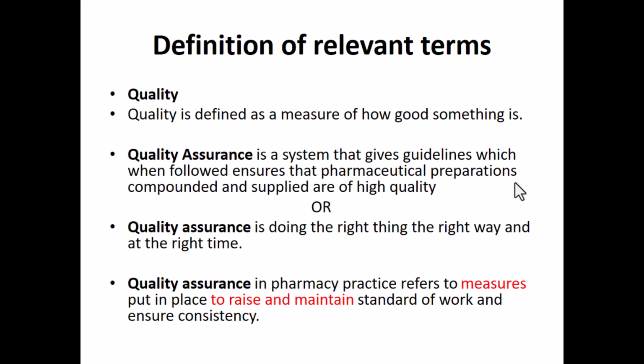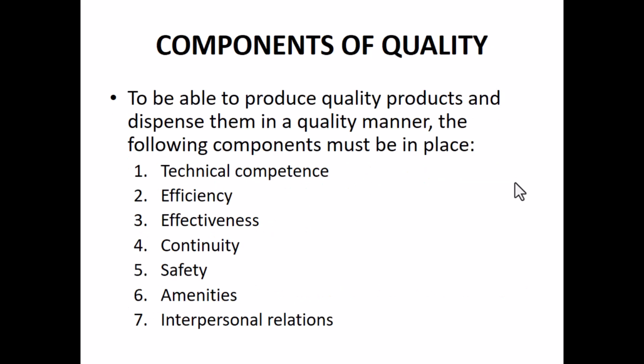So when you look at quality assurance in pharmacy practice, what are the things that you have to put in practice to make sure that there is order, that people are given the right thing, that there is a standard portrayed by people who are offering the service, and that there is also consistency. So we look at what are the components of quality. Components of quality are a number of them. To be able to produce quality products and dispense them in a quality manner, the following components must be put in place.